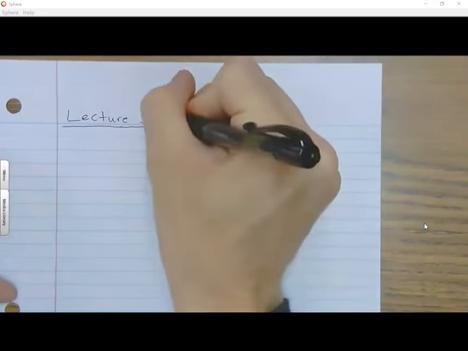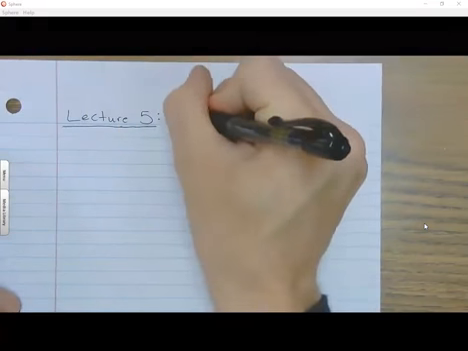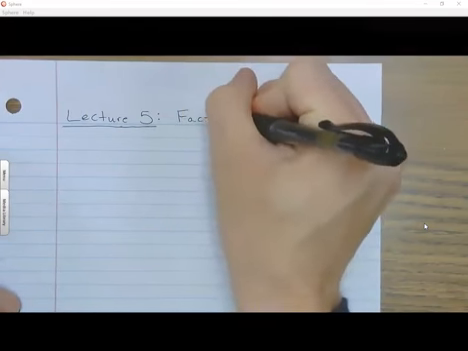Right, this is going to be factoring by cubes.